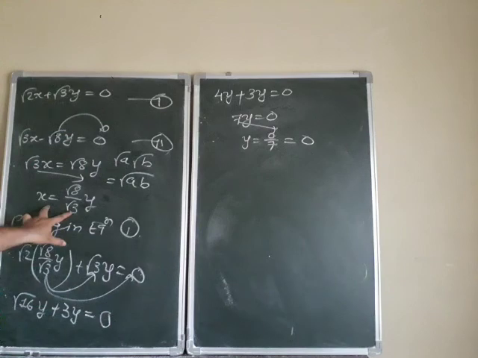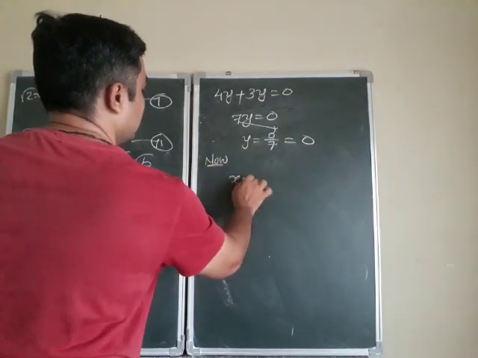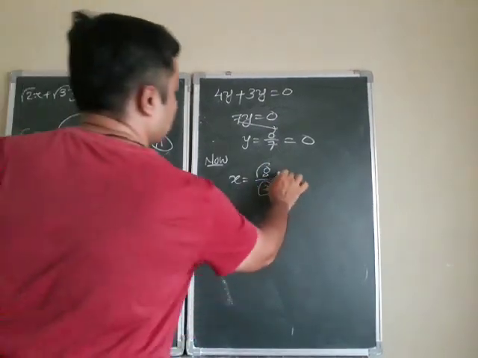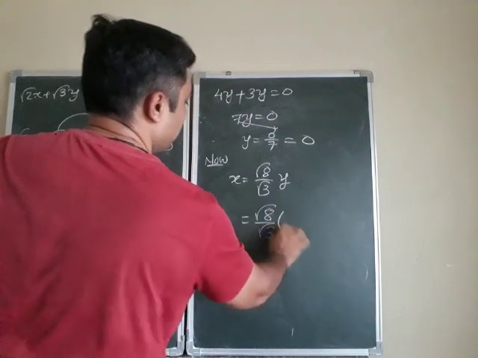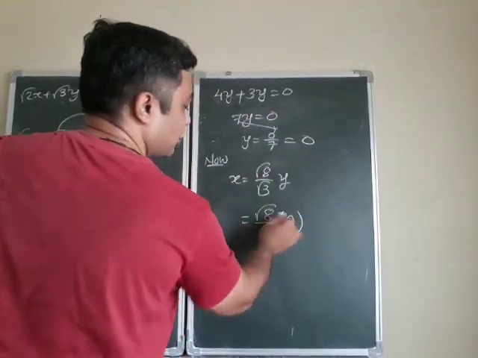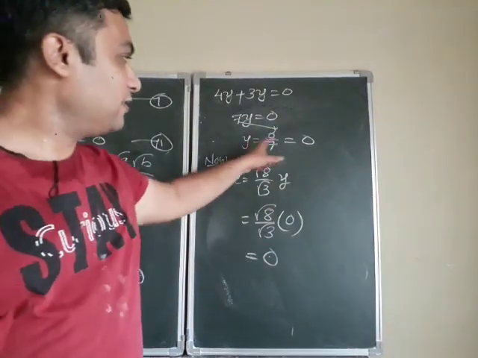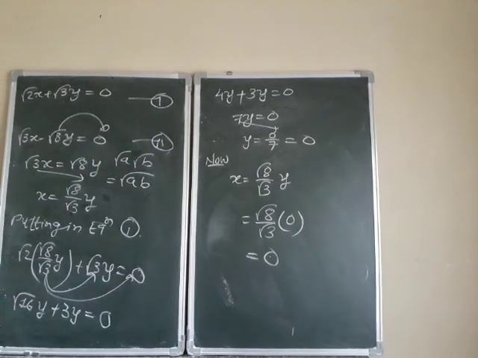Now see what is the value of x? x is equal to root 8 upon root 3 into y. So x is equal to root 8 upon root 3, and the value of y is here 0. Now 0 into anything is 0. Fine. So x is equal to 0 and y is equal to 0. So the solution is ready. x is equal to 0 and y is equal to 0.